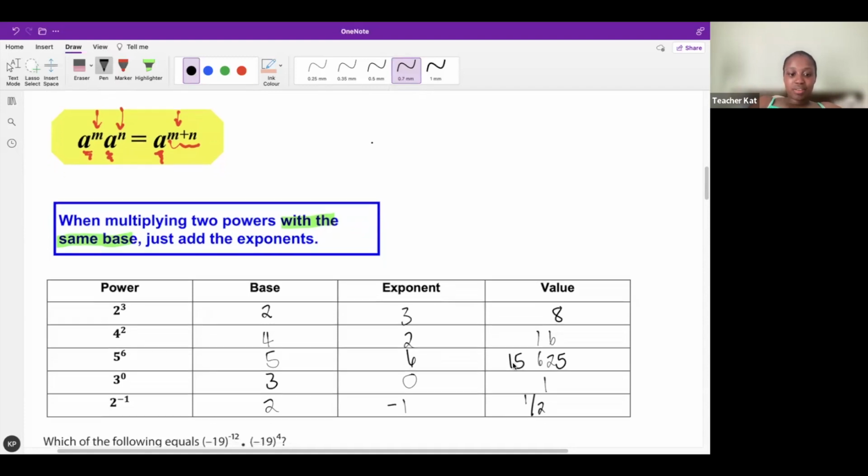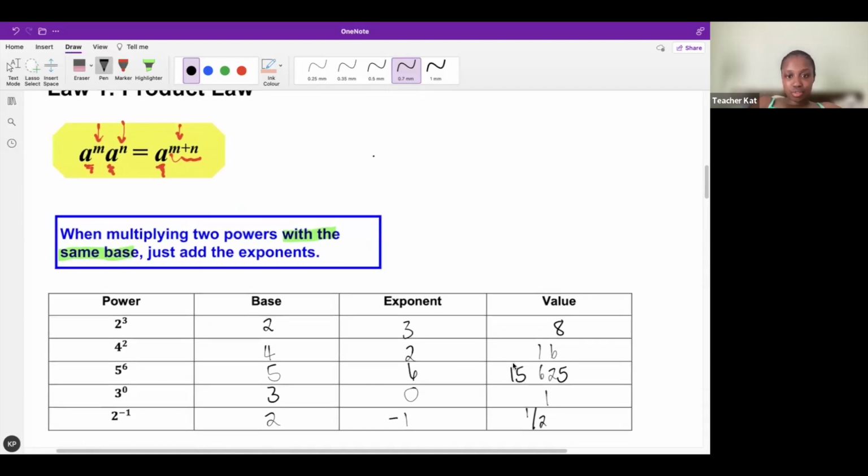Okay, so I'm going to give you guys a few seconds to take a screenshot of this before I move on to the next part of our lesson. This was just a little brain warm up, and a little bit of a revision for the vocabulary that we just learned. From now on, we are applying the product law, or law 1 of exponents.